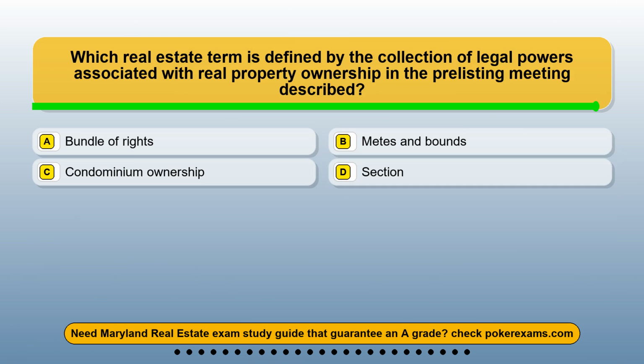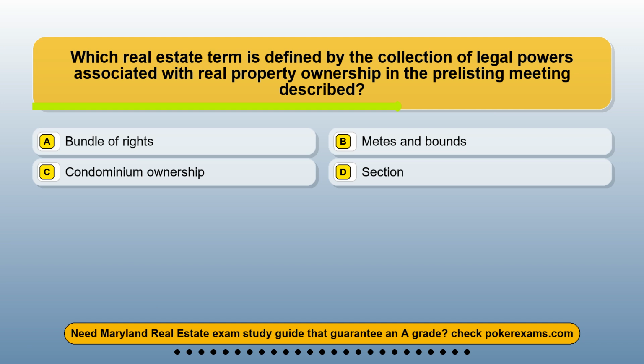Question 18. Which real estate term is defined by the collection of legal powers associated with real property ownership in the per-listing meeting described? Option A, bundle of rights. Option B, metes and bounds. Option C, condominium ownership. Option D, section.